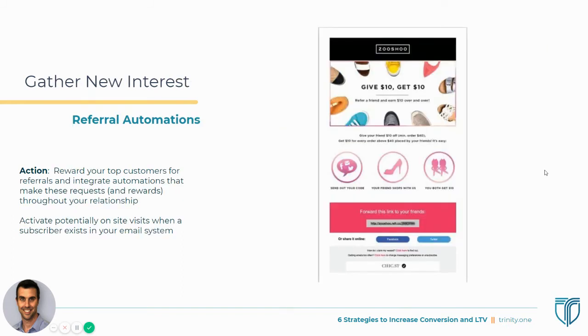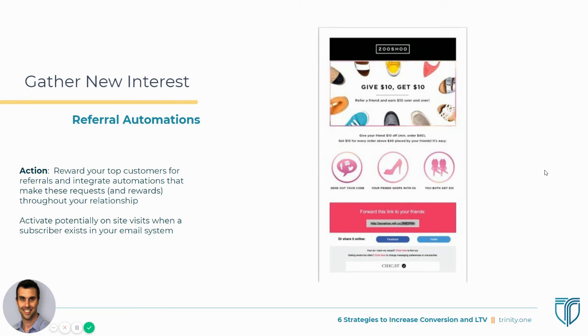The next strategy to gather new interest for your brand is referral automations. If you're not doing this, you're definitely missing an easy win. What you want to do is reward your top customers for referrals and integrate automations that make these requests and rewards automated throughout your entire customer journey and relationship.